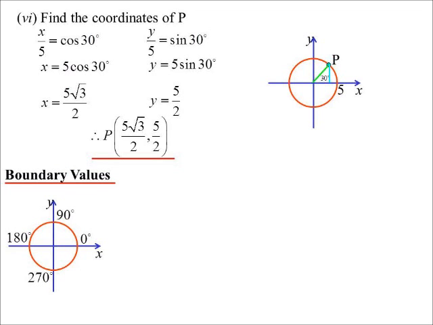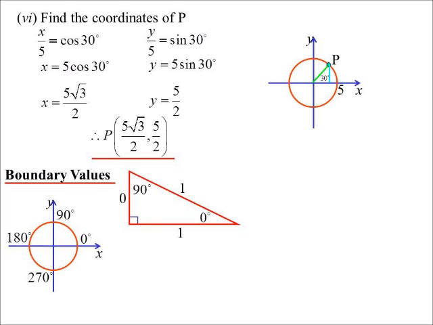We need to know what happens on the boundaries. We know what happens inside the quadrants. So 0, 90, 180, 270. The way to think about this is I'm going to draw up a triangle which clearly doesn't exist because the angles in this triangle, well, one angle is going to be 0 degrees. And so by angle sum of a triangle, the other angle must be 90 degrees. So clearly it doesn't exist.